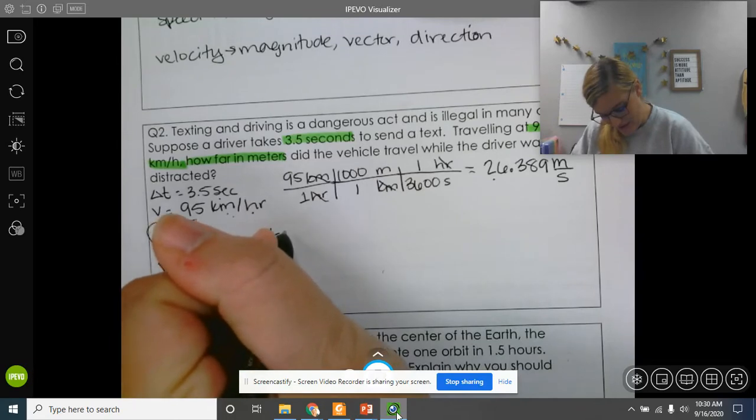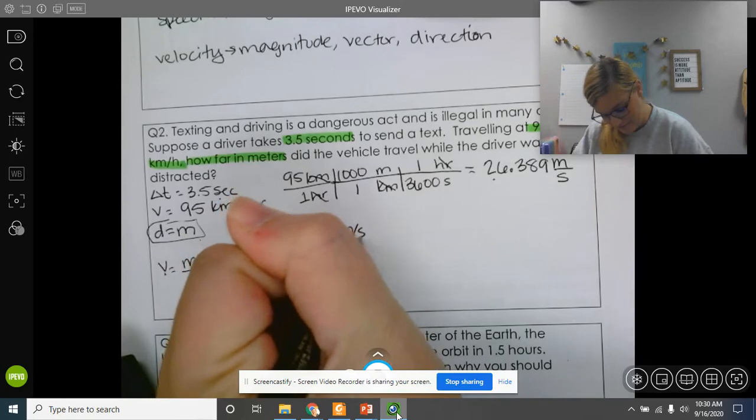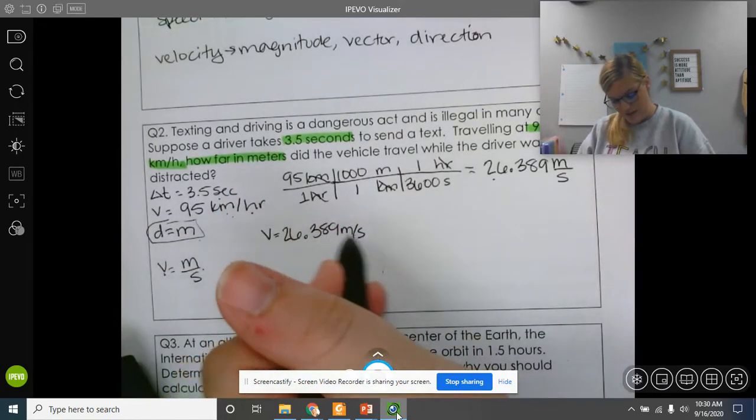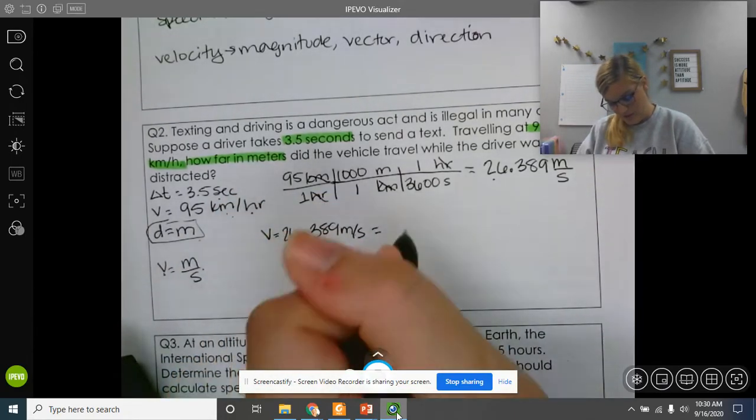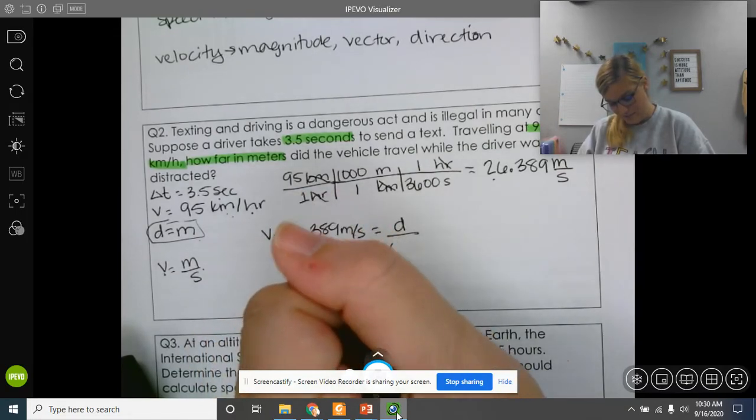So my speed is now 26.389 meters per second. So I've got 26.389 meters per second equals my distance over my change in time.